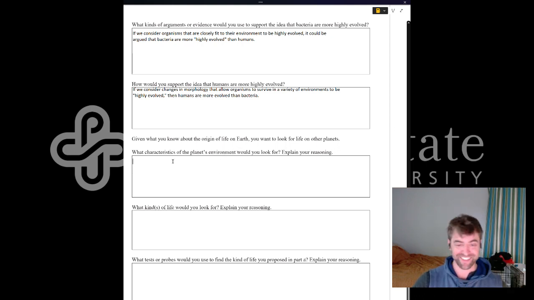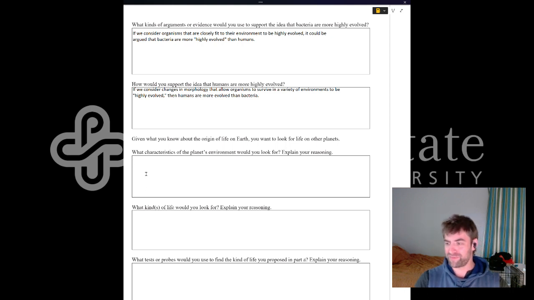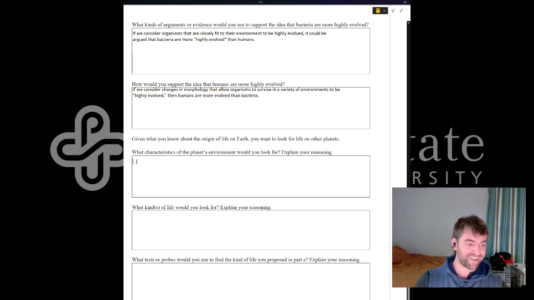So given what you know about the origin of life on Earth, you want to look for life on other planets. This is a cool thought exercise. What characteristics of the planet's environment would you look for and explain your reasoning? In my lifetime, we went from believing pretty firmly that there was absolutely no water anywhere else in our solar system besides on Earth. Now we have confirmed that there is water on Mars and on Europa, and there might even be water a couple other places. We know that life can survive without oxygen, but as far as we know, water's pretty important.